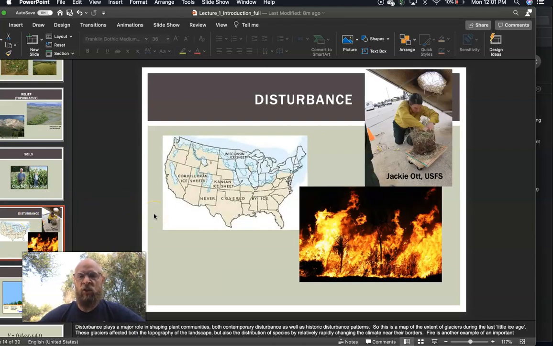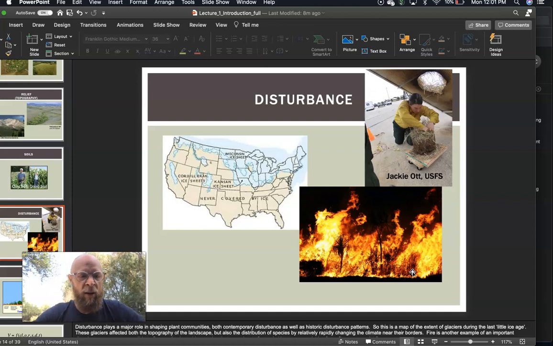One other factor is disturbance. We've got a couple of different time scales of disturbances that you have to think about. On the lower right, we've got a picture of a forest fire. Certainly recently we've had a little more impact of forest fires on us here in Fort Collins, so maybe something you're thinking about.